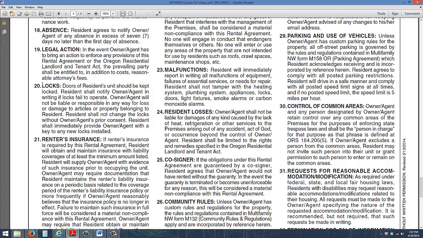Section 20 deals with locks for the property. You really need to keep your door locked at all times, and we're not liable in the event you experience a loss because you didn't keep your door locked. It's also important to note that you're not allowed to change the locks without our permission. However, if you're in an emergency situation and you need to change the locks, you may, but you must provide us a new key immediately.